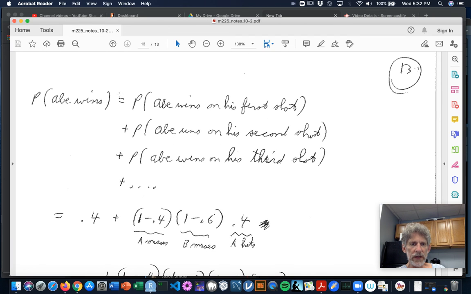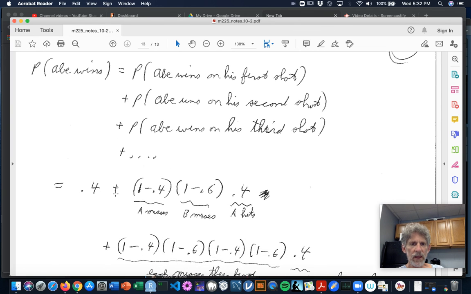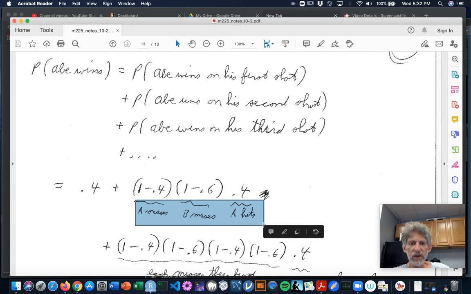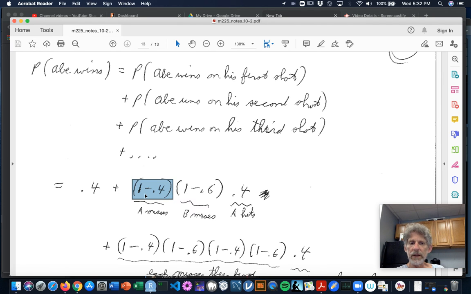So what's the probability that Abe wins on his first shot? Well, that'll be 0.4 because he has a 40% chance of making a shot. What's the chance that Abe wins on his second shot? Well, for that to happen, you've got to have Abe miss, Bo miss, then Abe hit. Shots are independent of each other, so what we can do is just multiply the probabilities for missing and hitting shots. 1 minus 0.4 is the chance that Abe misses. 1 minus 0.6 is the chance that Bo misses. 0.4 is the chance that Abe hits.